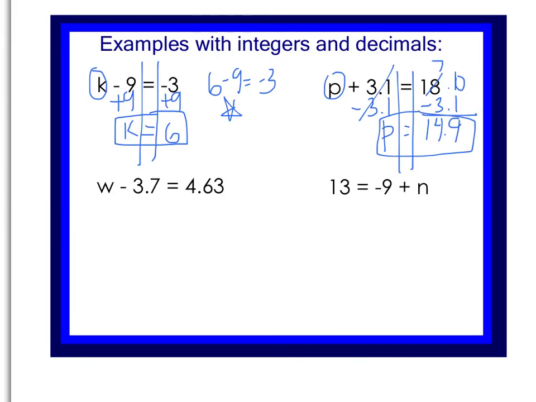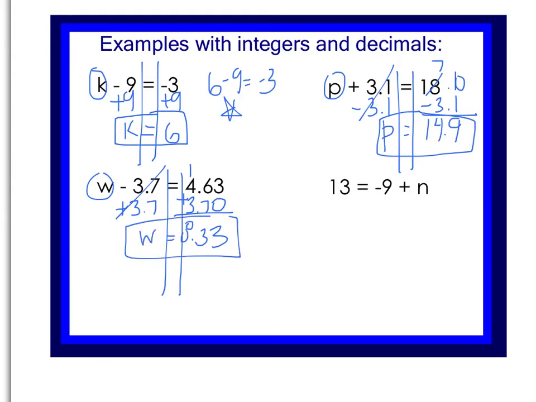To speed things up, I'm going to go along without doing my checks, but I'm risking having a wrong answer when I don't do that. All right, here I've got W, take away 3.7. So I'm going to do the opposite and add 3.7 to both sides. Remember, I'm lining up my decimal points. Okay, so I'm going to put a 0 in to hold place value there, and I am adding. So I have 3, 13, add my decimal point down there, and 8. W is equal to 8.33, or 8 33/100ths.